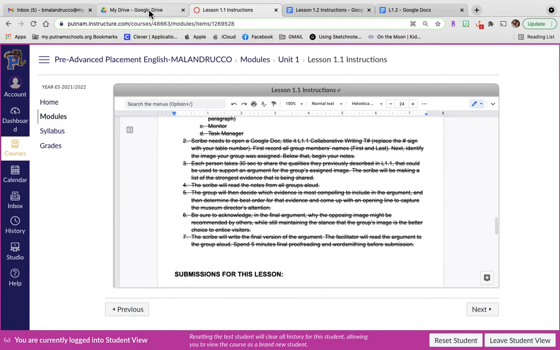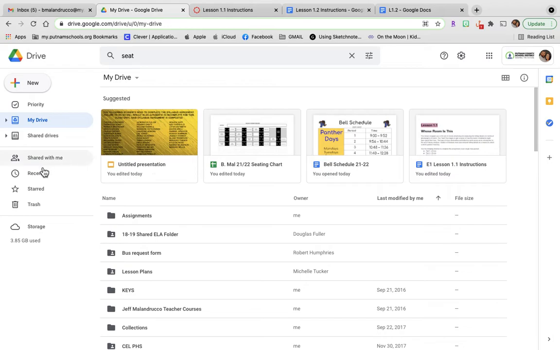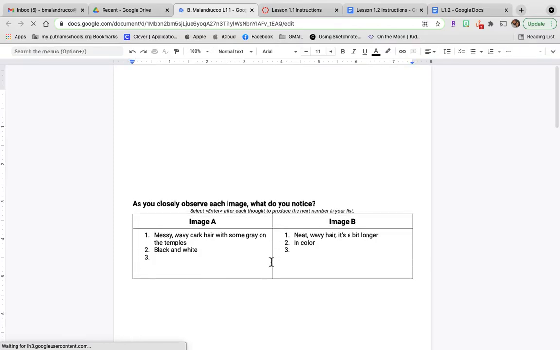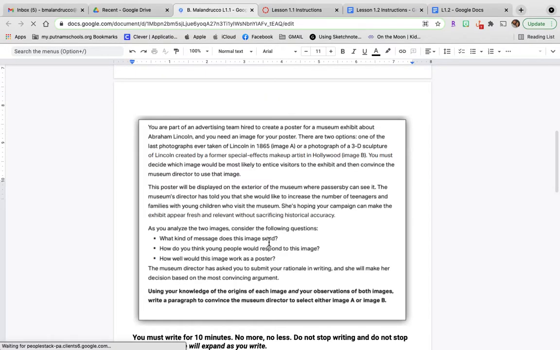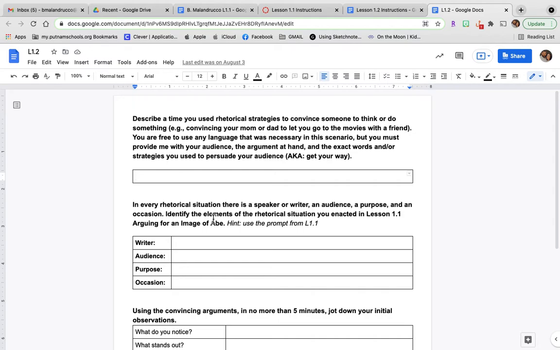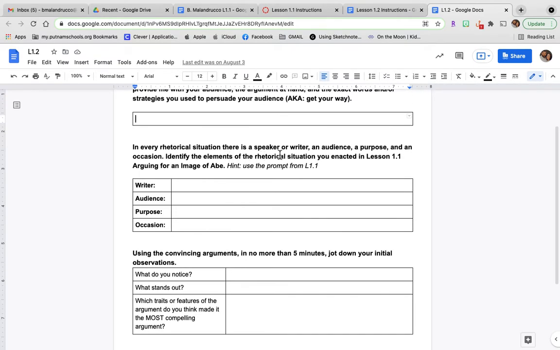Oh well. I can go to my Google Drive. I can definitely go to there. I thought the prompt was in the instructions. I might put that in there for y'all. And I can always pull up my assignment from 1.1 and look at that prompt again. Here we are. All right, so I said that there's a hint that the answers to these next 4 questions are here in this prompt. So, in every rhetorical situation, there's a speaker, a writer, an audience, and a purpose, and an occasion.